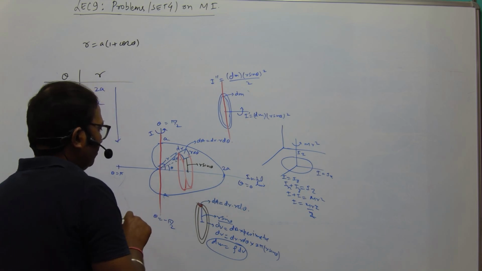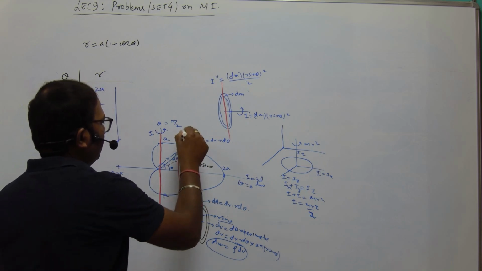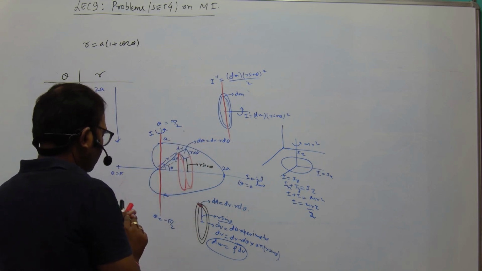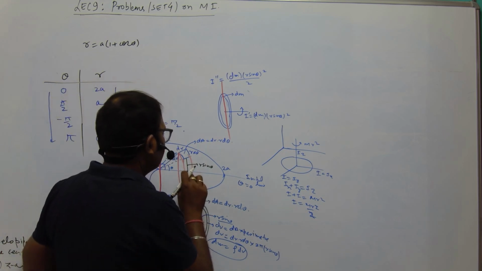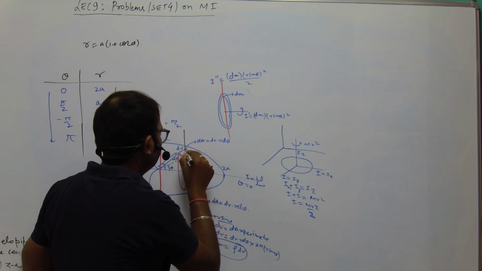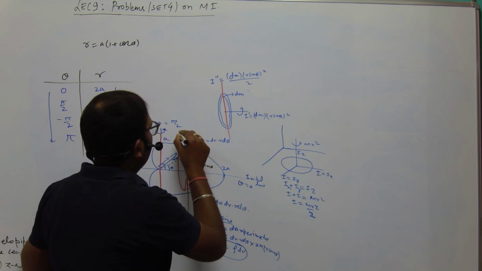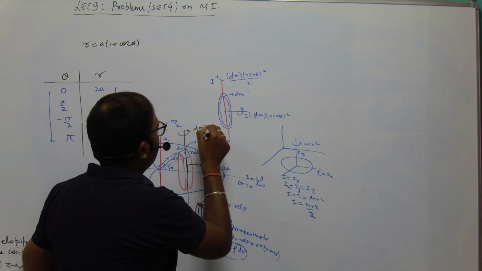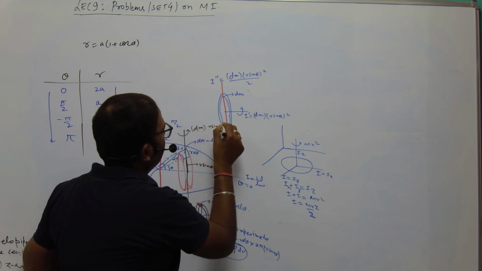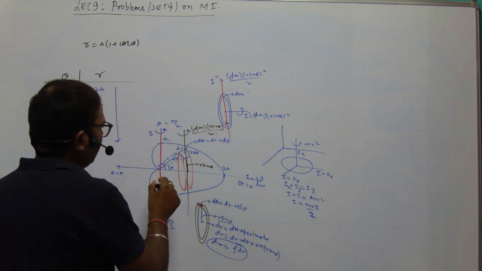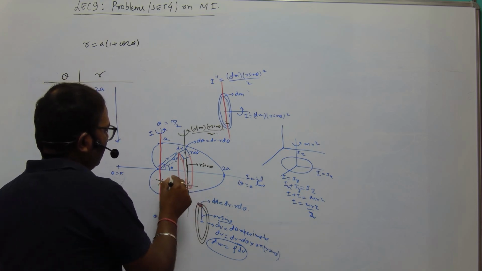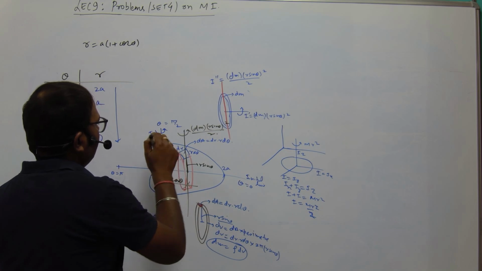Okay, so the moment of inertia about this axis that is passing through the center of this ring and lying in the plane of the ring, about this axis, we have this as dm into (r sin theta) whole square upon 2. And what will be this distance? This distance is r cos theta.